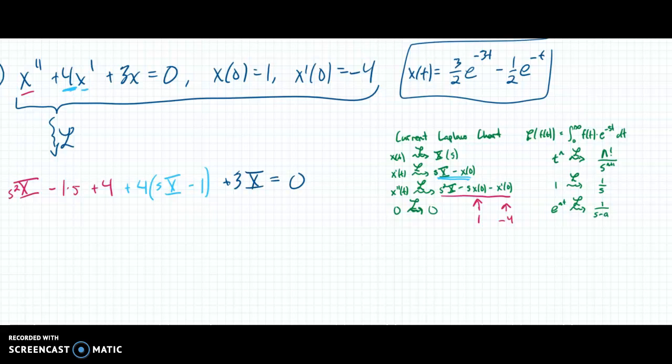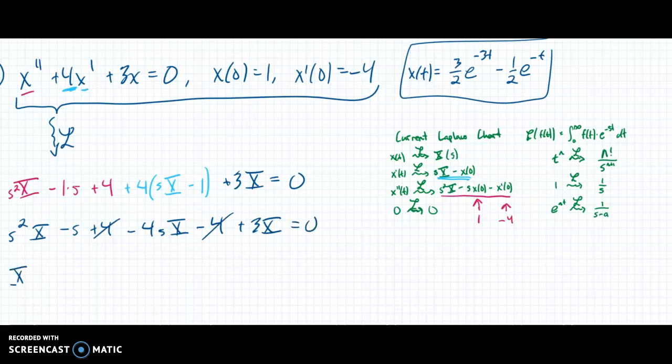So let's do this line. I'm not going to try to skip steps. s squared big X, minus s plus 4, minus 4s big X, and then minus 4, and then plus 3 big X. Look at this. This is awesome because those guys cancel. And then that's equal to 0.